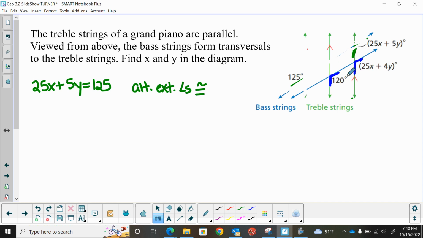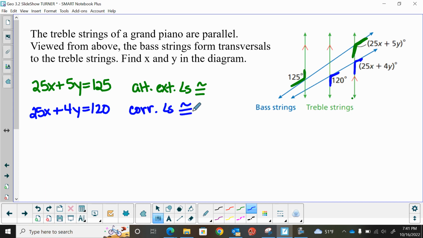if you look at these 2 angles, you'll notice they are corresponding. They're in the same position. They're both in this bottom right position. So corresponding angles are congruent. That means I can set up the equation 25x plus 4y equals 120, because corresponding angles are congruent. So now, how do we solve for x and y? Because we have 2 variables.